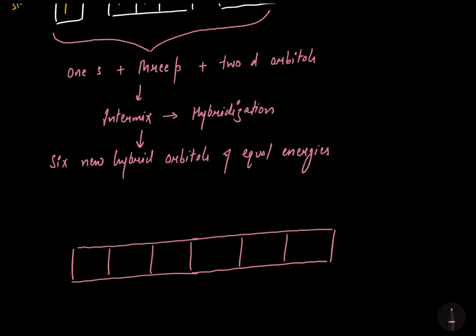The name of these hybrid orbitals will be, as these orbitals have been formed by intermixing of 1 s, 3 p, and 2 d, sp3d2 hybrid orbitals. The second one is also sp3d2. The third one is also sp3d2. The fourth one is also sp3d2. The fifth one is also sp3d2, and the sixth one is also sp3d2. So we got a total of 6 hybrid orbitals which are named as sp3d2 hybrid orbitals.